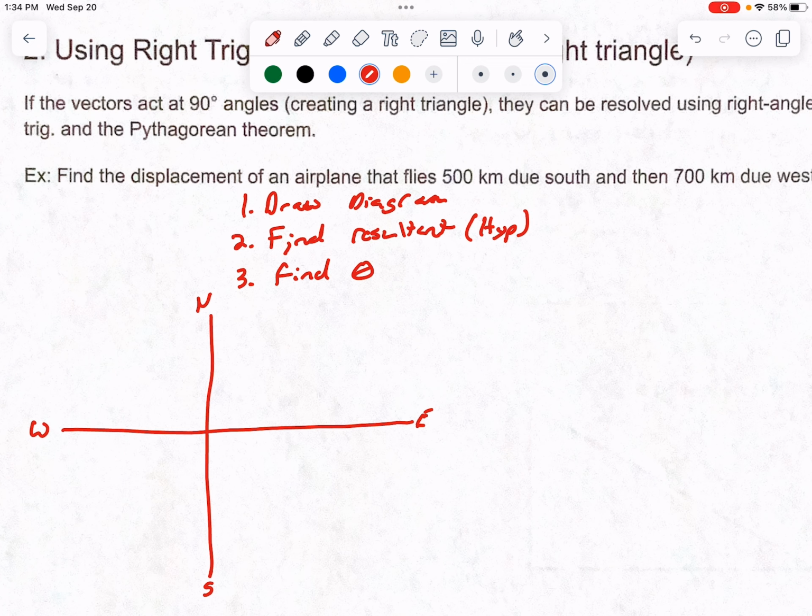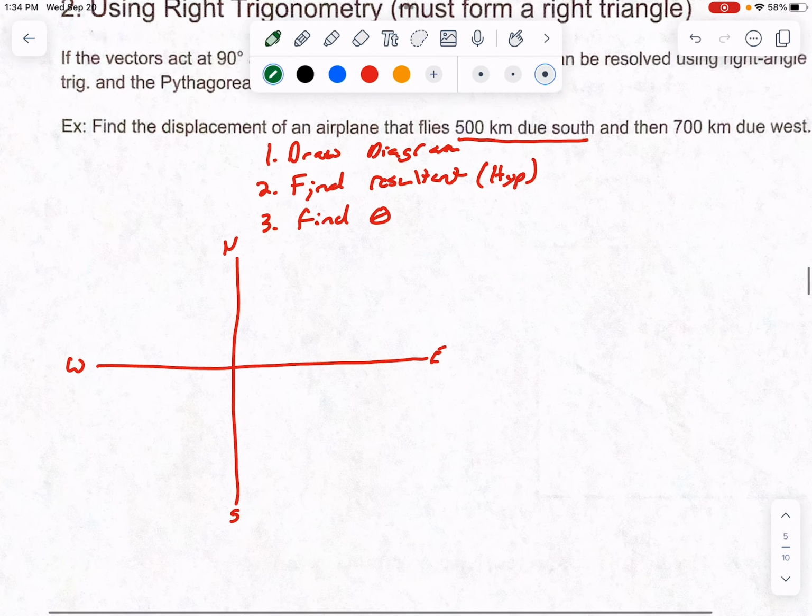So I usually just go off what they tell me first. So it says it flew 500 kilometers due south first. So that means I'm just going to go south first. So let me switch my colors up. So I am going to go south first, so for 500 kilometers.